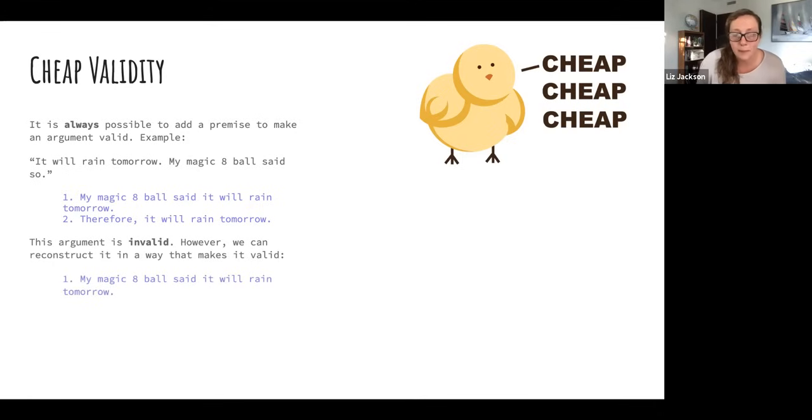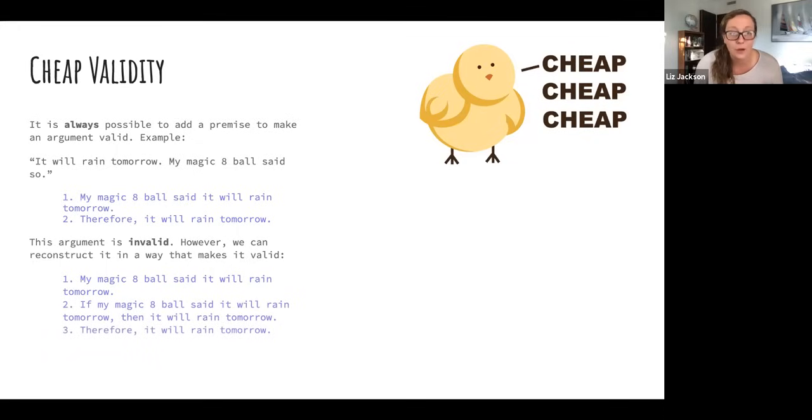Premise 1 is the same. My magic 8-ball said it will rain tomorrow. Premise 2 says, if my magic 8-ball said that it will rain tomorrow, then it will rain tomorrow. Conclusion, it will rain tomorrow. So this argument is valid. It's a modus ponens argument. But premise 2 is clearly false, right? It's not true that if my magic 8-ball said it will rain tomorrow, then it will rain tomorrow.